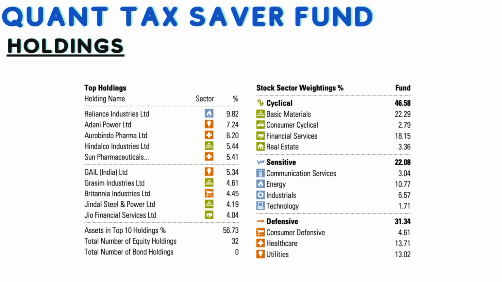Coming to the holdings in Quant tax saver fund, major allocation across industries is given towards basic materials with 22.29%, followed by financial services sector, healthcare, utilities, and energy sector. So coming to stock specific information, Reliance Industries is the highest holding in this fund with a total of 32 stocks, and 9.82% is the allocation given towards Reliance Industries, followed by Adani Power, Aurobindo Pharma, Hindalco, and Sun Pharma.